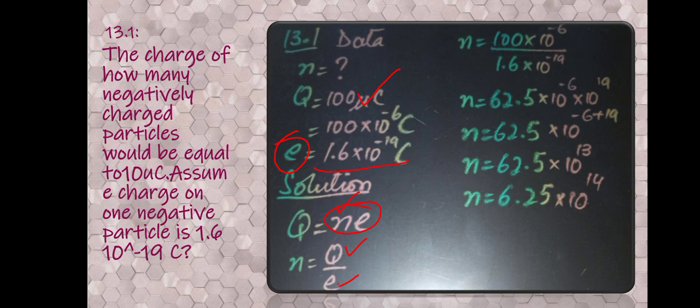You have to solve the powers of 10 separately so that you can get the correct answer. So 6.25 into 10 raised to 14 negatively charged particles will make a total charge of 100 into 10 raised to minus 6 coulombs.